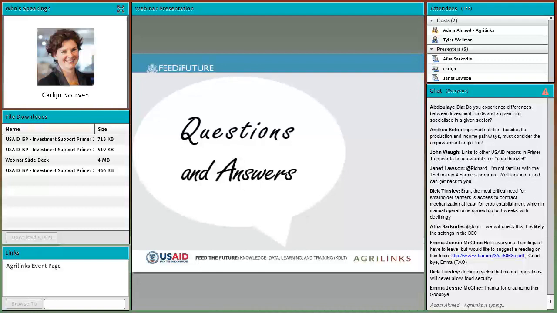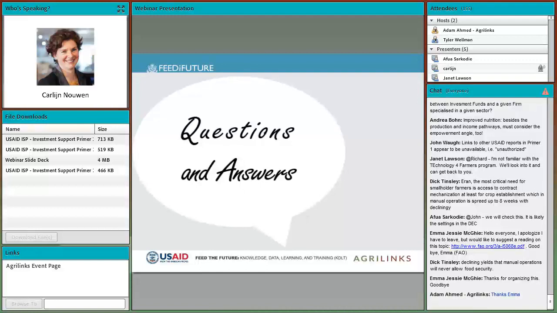We have a question from Mark Hendy. What is the best way to attract investment in a vulnerable community where farmers' associations might be weak and there is a land issue?